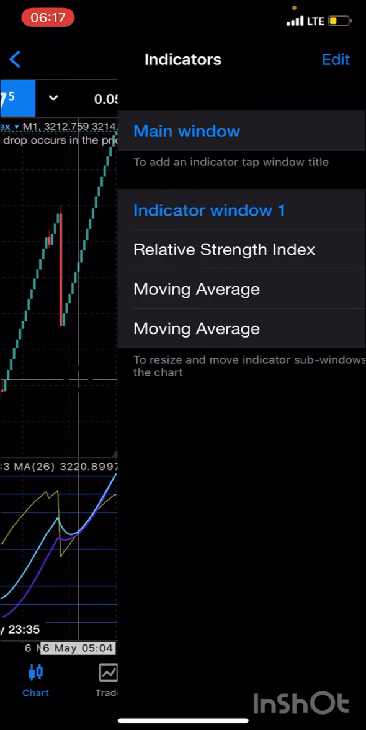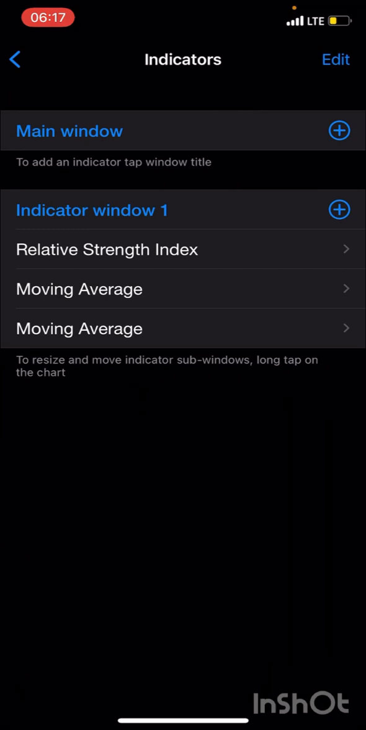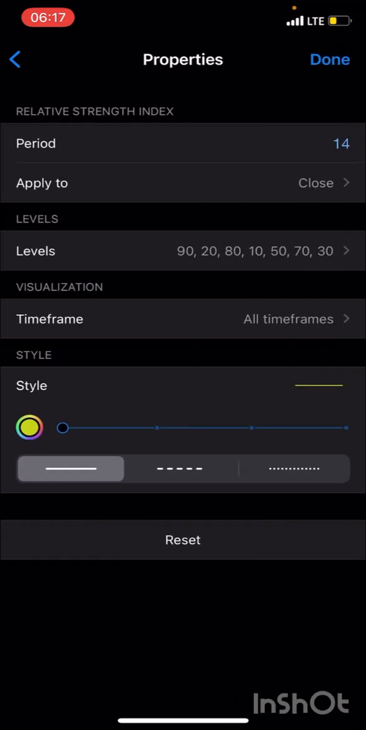Let me just take you straight into the settings of this indicator for those of you that want to know. So for the relative strength index, the period is 14. Apply to close. The levels are 90, 20, 80, 10, 50, 70, and 30. Then you apply to all time frames. Use any color you want to use. When you're done, you click on done.